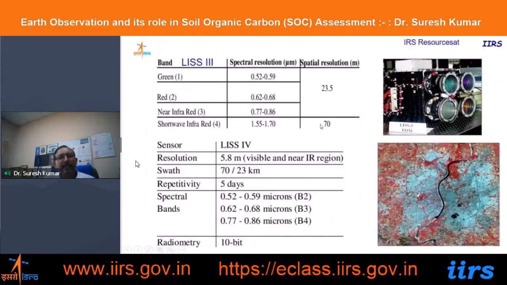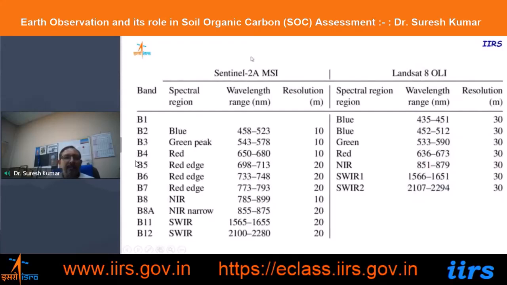If we see the Indian remote sensing satellite data, we have the LISS-3 sensor, which provides 4 spectral bands: green, red, near infrared, and short wave infrared, with a resolution of 23.5 meter spatial resolution, and short wave infrared providing 70 meter spatial resolution. And the Indian remote sensing advanced sensor, LISS-4, provides 5.8 meter spatial resolution with 5 days repetitivity, but there are only 3 spectral bands: green, red, and infrared. So we have limited spectral bands here, but if you go to the Sentinel satellite data, we have a large number of spectral bands which can be utilized for mapping of soil properties.